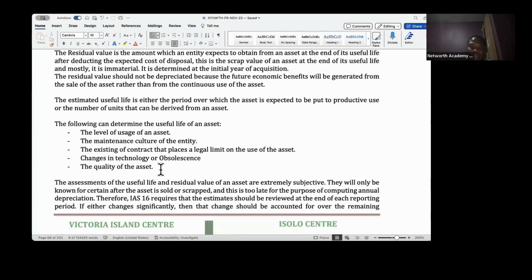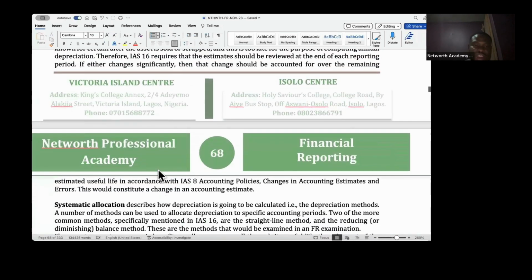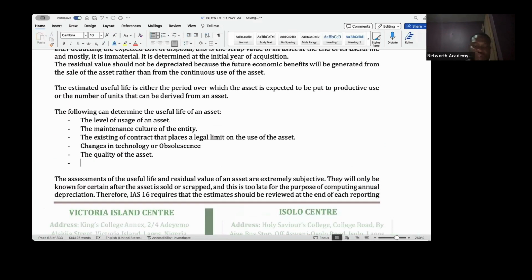Another one that I can add might be the useful life of a comparable asset, the useful life of a similar asset. That can also help us determine our useful life. So if you want to determine the useful life of an asset, and there's a similar asset that used 5 years, then that can be your basis.